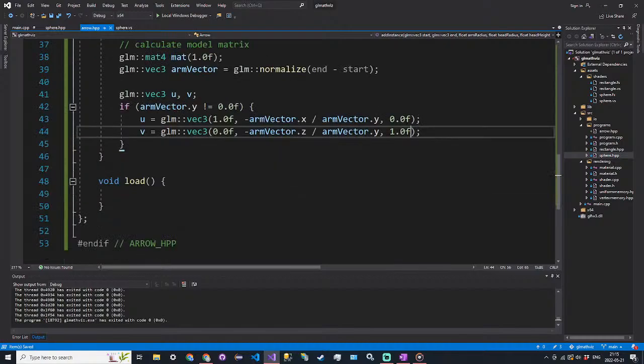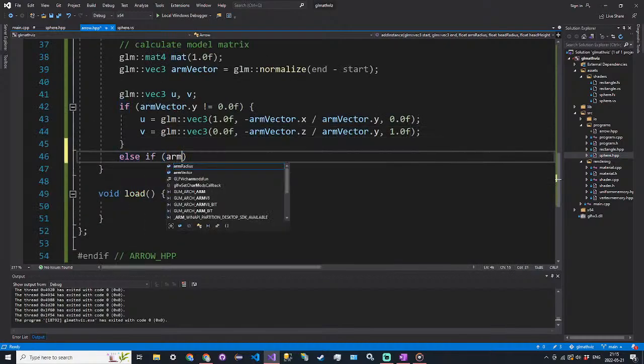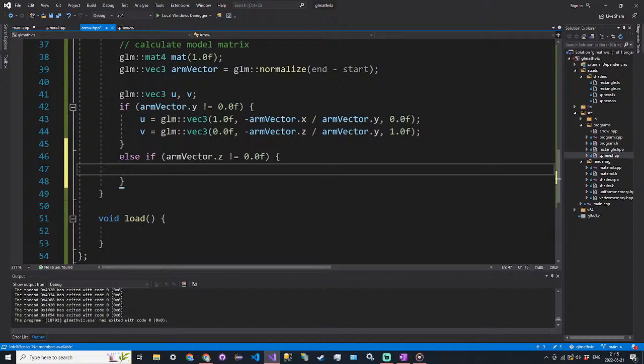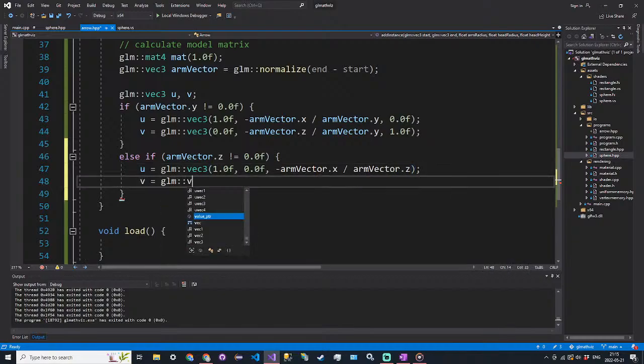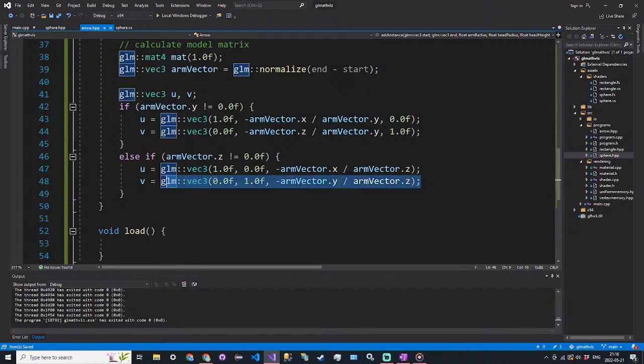So that's the first case. And then we do else if arm vector dot z does not equal 0.0. So u is equal to glm vec3. This time we isolate z, and this will just be 1.0, 0.0, and then minus arm vector dot x divided by arm vector dot z, and then v is equal to glm vec3 0, 1, minus arm vector dot y divided by arm vector dot z. So once again, this is just following the same format where we just have two basis vectors.